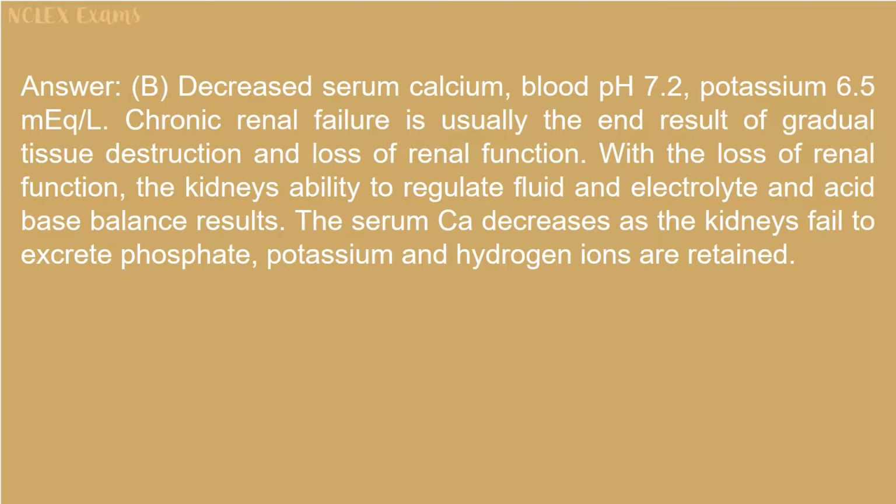Answer: B. Decreased serum calcium, blood pH 7.2, potassium 6.5 mg/L. Chronic renal failure is usually the end result of gradual tissue destruction and loss of renal function. With the loss of renal function, the kidney's ability to regulate fluid, electrolyte and acid-base balance is impaired. The serum calcium decreases as the kidneys fail to excrete phosphate, and potassium and hydrogen ions are retained.